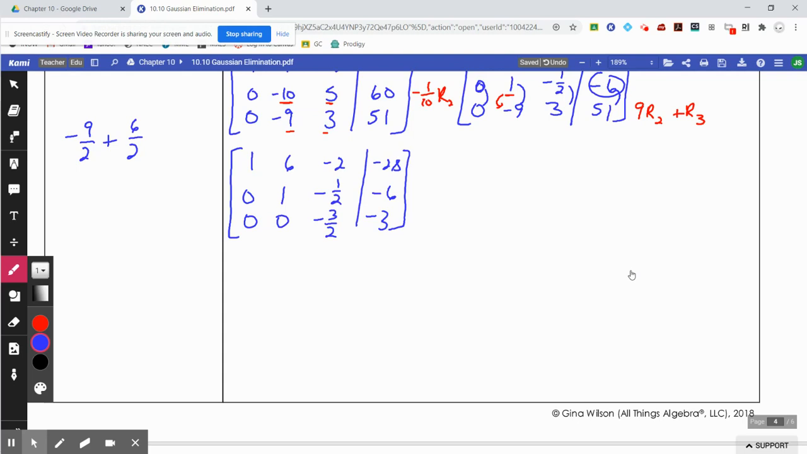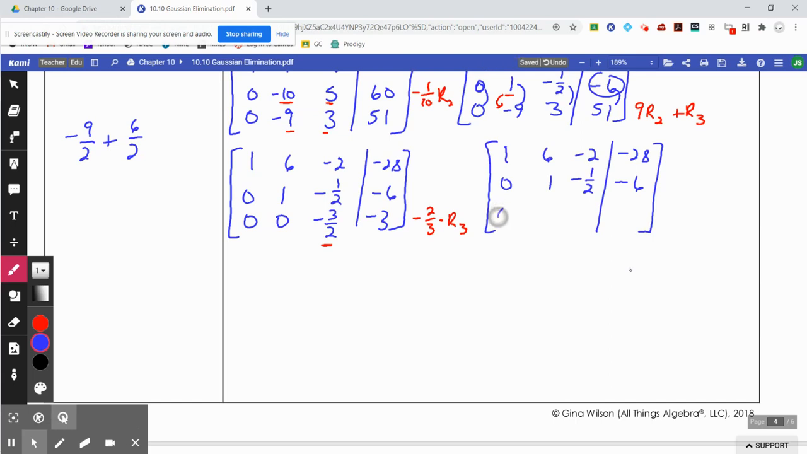Okay, last step, we need to make this a 1. So let's multiply by its reciprocal. So let's do -2/3 times row 3. Rows 1 and 2 stay the same. And row 3 turns into 0, 0, 1. And when you do -3 times -2/3, that gives you a +2.